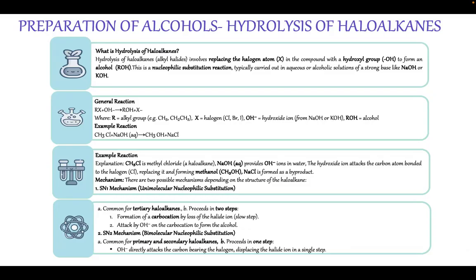As for the mechanism, there are two possible mechanisms depending on the structure of the haloalkane. One is the SN1 mechanism, which is unimolecular nucleophilic substitution, very common for tertiary haloalkanes, and it proceeds in two steps. The first is formation of a carbocation by loss of the halide ion, which is the slow step, and the second is the attack by OH- on the carbocation to form the alcohol.